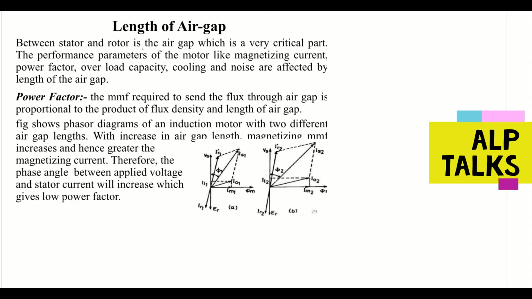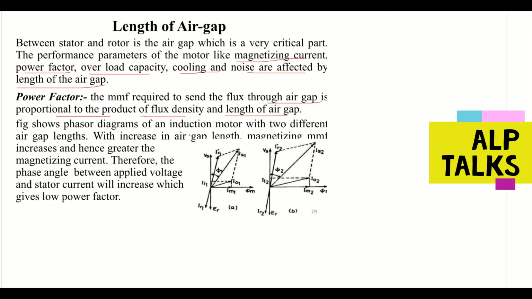So the length of air gap, what should be the length of air gap? Between stator and rotor is the air gap, which is a very critical part. The performance parameters of the motor like magnetizing current, power factor, overload capacity, cooling and noise are affected by the length of air gap. So it needs to be properly chosen.